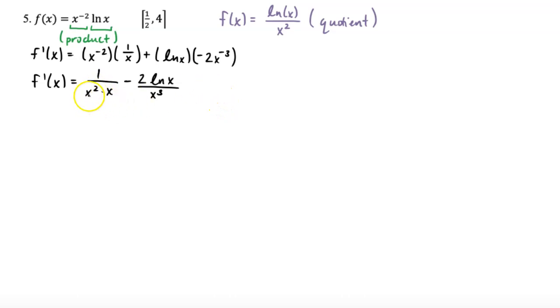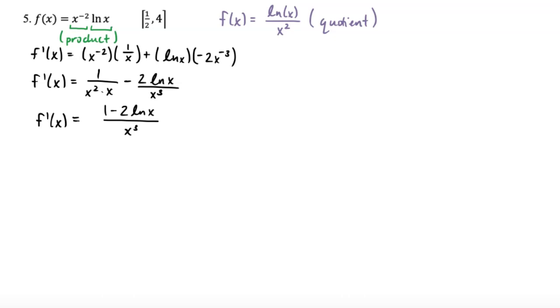Now look at what I have. x squared times x, well that's x cubed. And so now I can combine these fractions, and I can write this as 1 minus 2 times the natural log of x over x cubed. So this is my derivative.